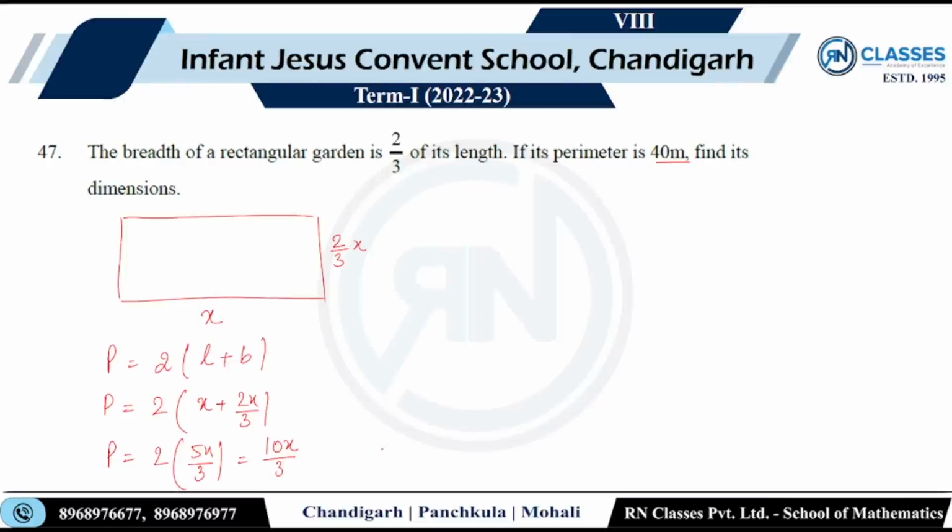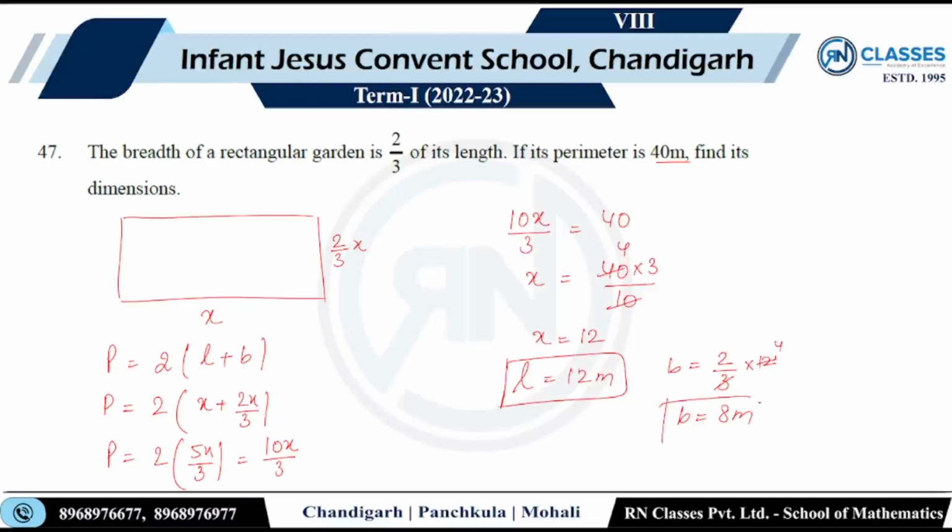Right? So 10x by 3, and I will be equating this perimeter with 40. So x is equal to 40 into 3 by 10, 4 times. Answer x is 12. Dimensions means length is equal to 12, and I have to get breadth, which is 2/3 of 12. So that would be 3 fours are right, so that would be 8 meters. Yeah, simple, straightforward, and by understanding you could write the answer directly.